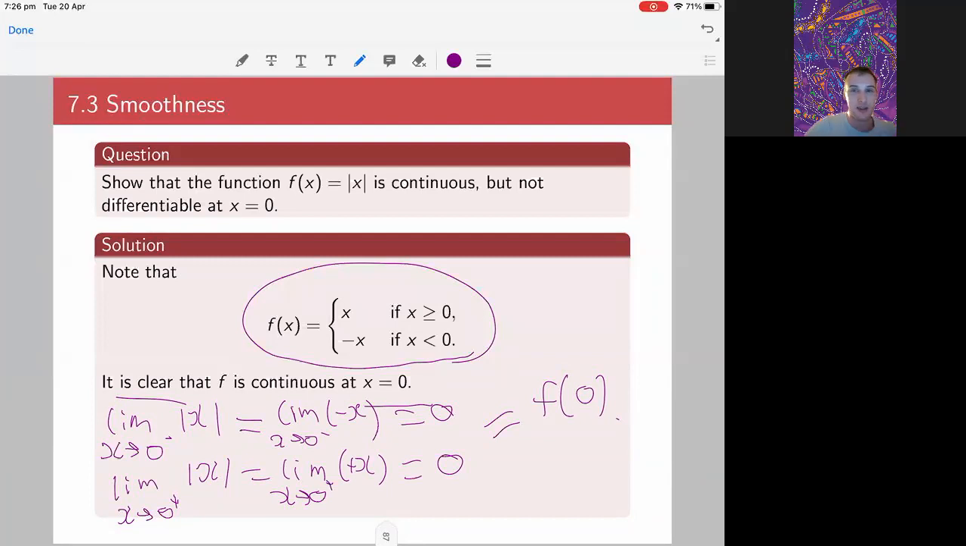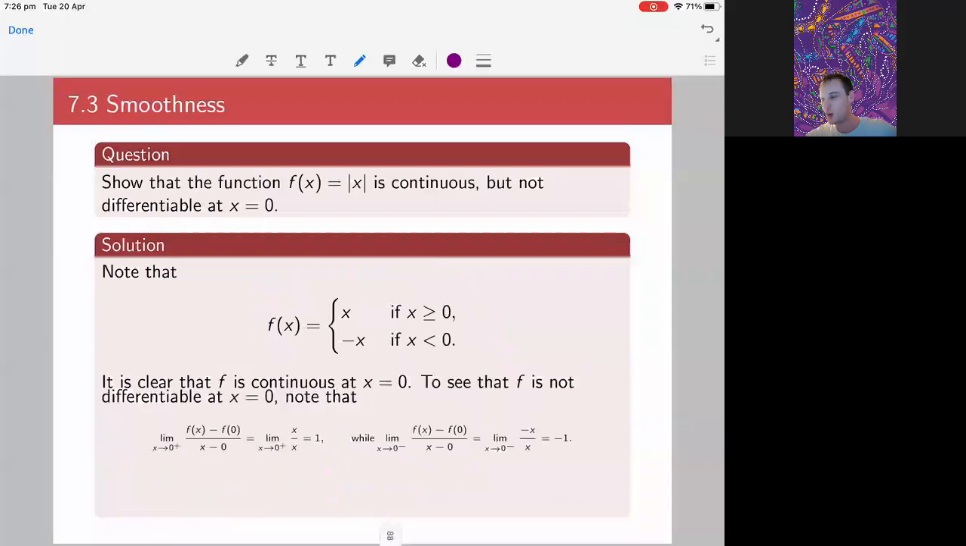But what about differentiability? This fails. Why does it fail? Well, remember, differentiability is defined as a limit.